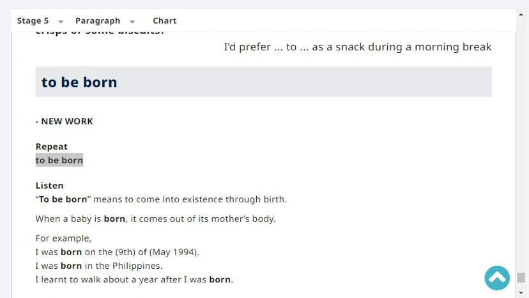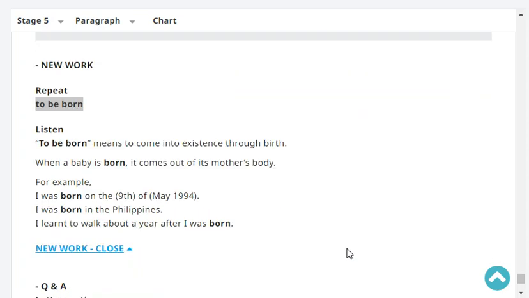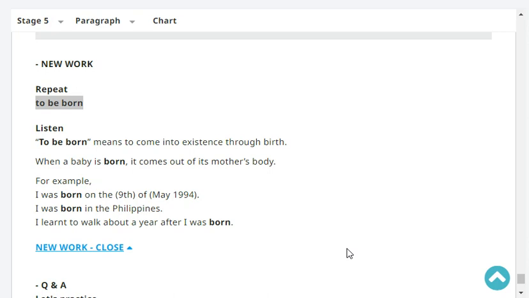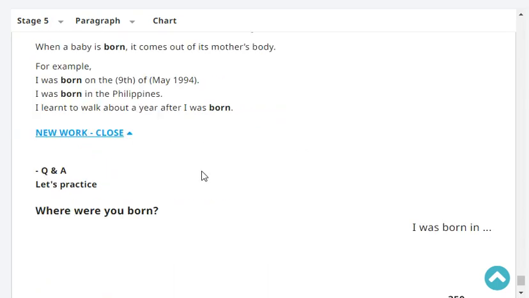To be born. So to be born means to come into existence through birth, like to be born in the hospital. When a baby is born, it comes out of its mother's body. For example, I was born on the 9th of May, 1980. I was born in the Philippines. I learned to walk about a year after I was born.